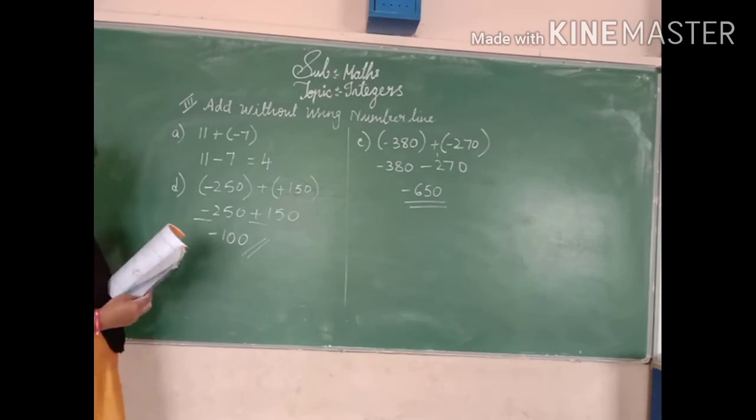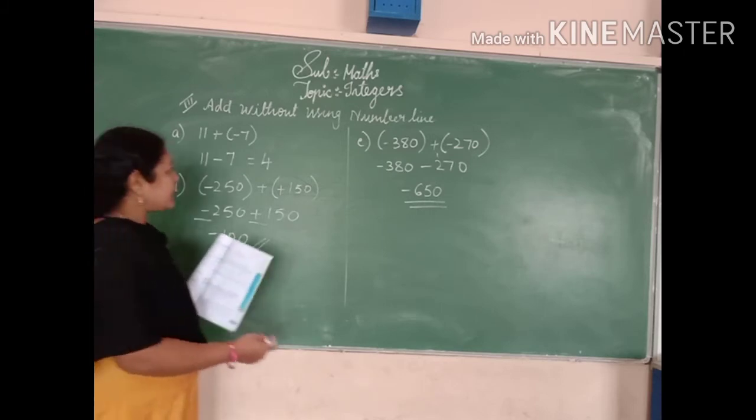So next, the same process goes on. Fourth one, it says find the sum of. Okay, I would like to do two sums from that.